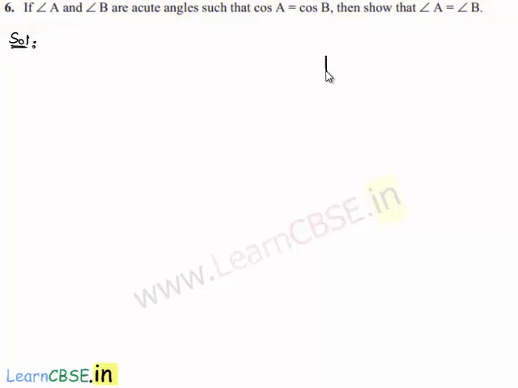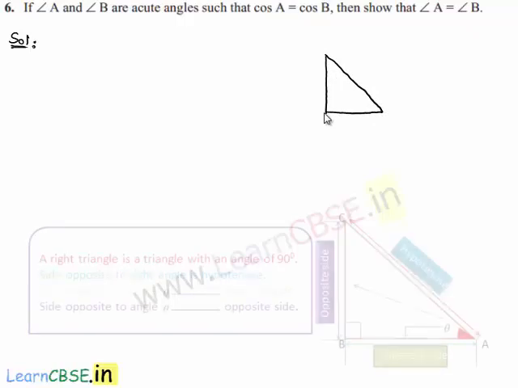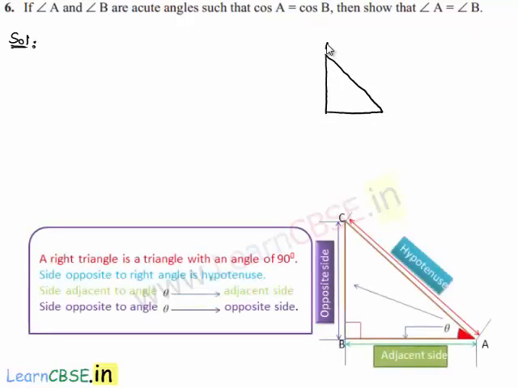Let us consider a right triangle ABC, which is right angled at C. Here he has given the relation between cosine of angle A and cosine of angle B, that is they are equal. Cos A is equal to cos B.